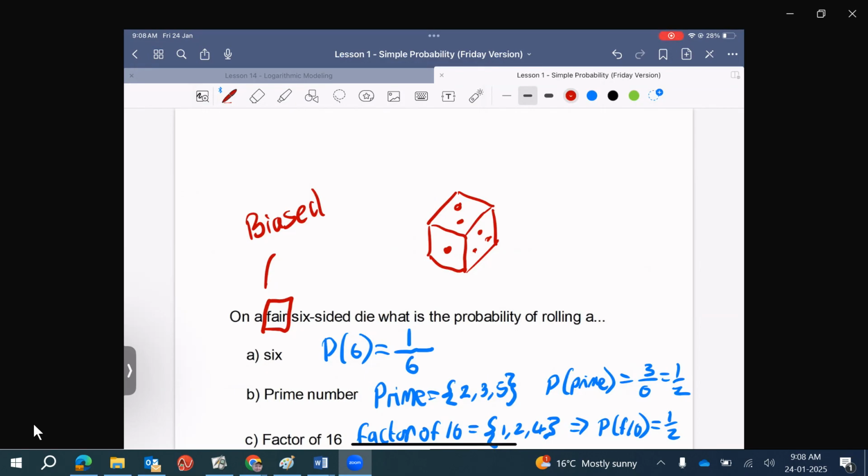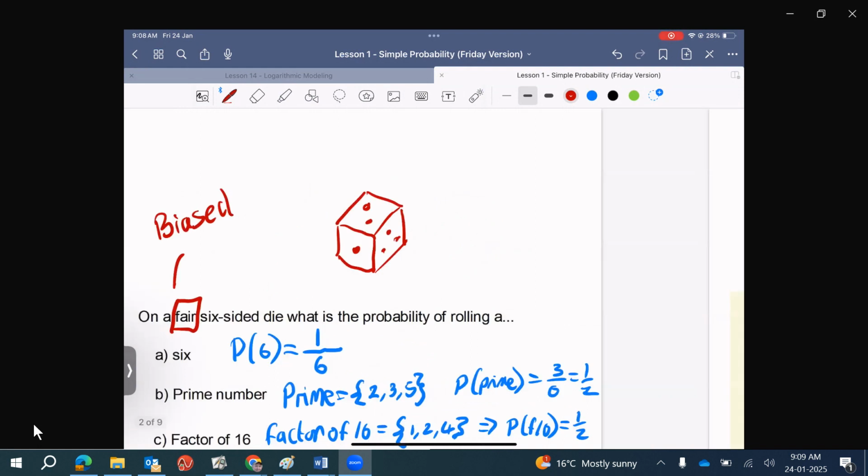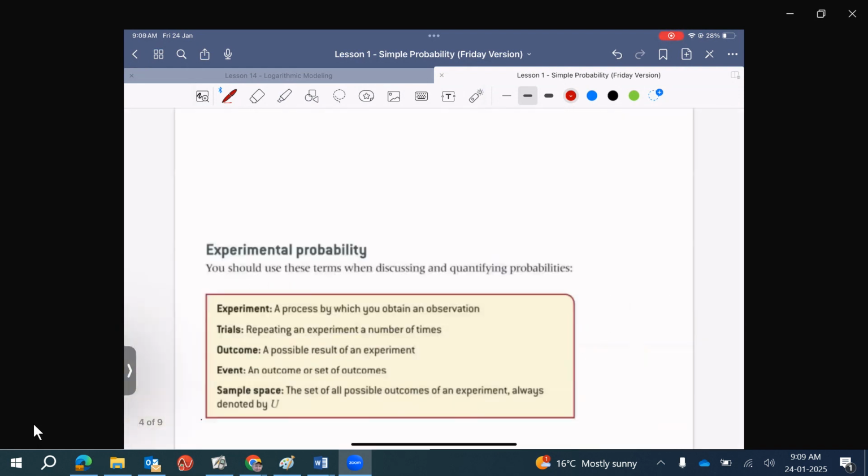What you would have to do with a biased die is roll it 1,000 times, count how many times you get a 1, 2, 3, 4, 5, and 6, and then use those results to create your experimental probability on how it will behave.